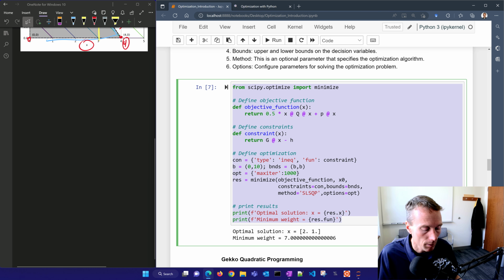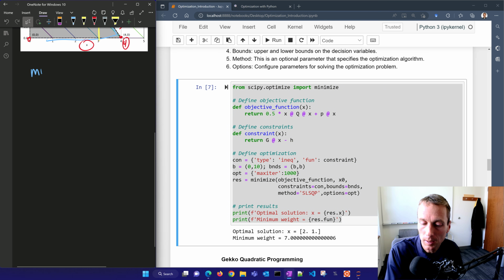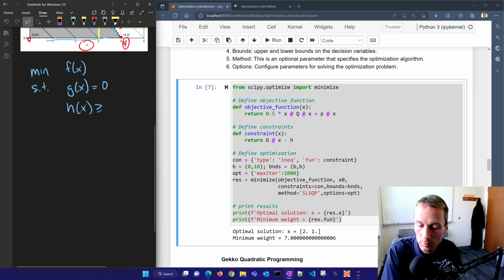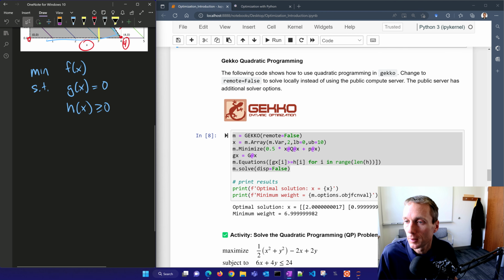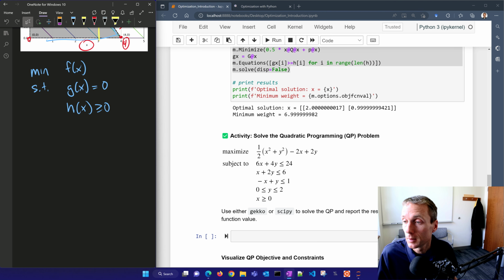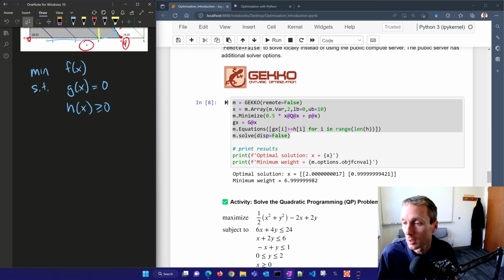Okay, nonlinear programming. I'm going to just write this out. We're going to minimize f of x subject to g of x equals 0, and then h of x greater than or equal to 0, or just greater than 0. The two are equivalent.